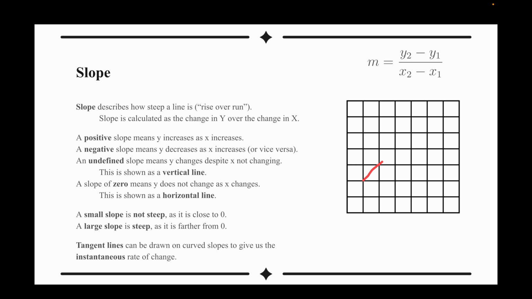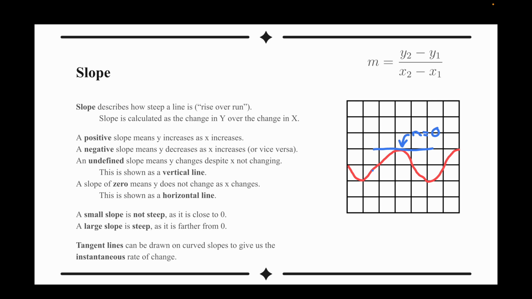If I have a graph which looks like this, we can see the slope is constantly changing. We can draw a tangent line to give us the instantaneous rate of change at any point. For instance, we can see here that the slope becomes flat. That means at this point, the slope is 0.